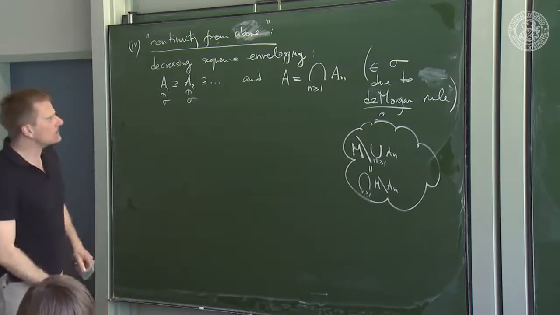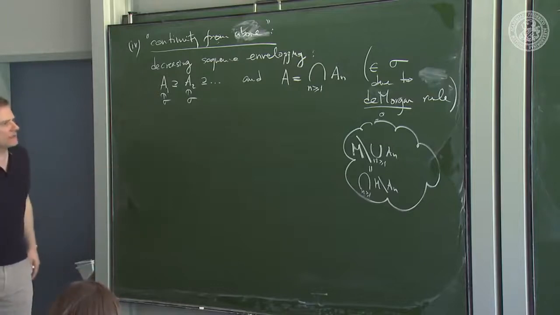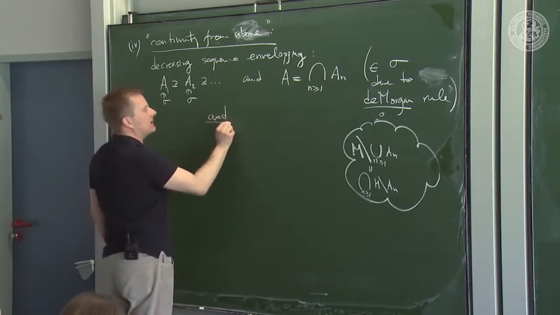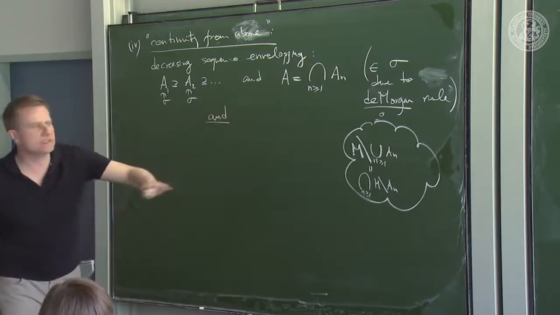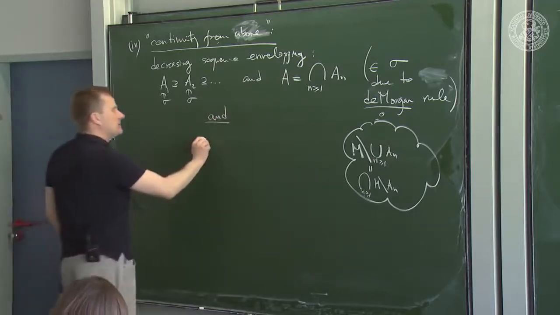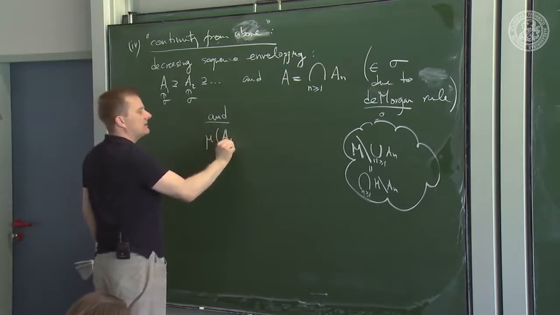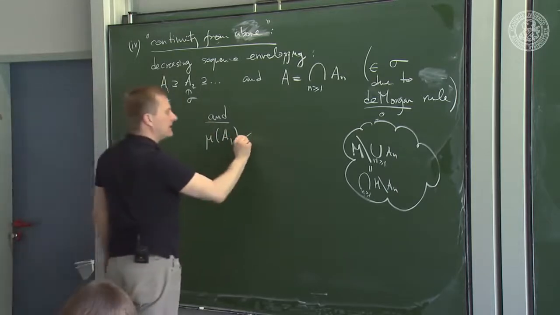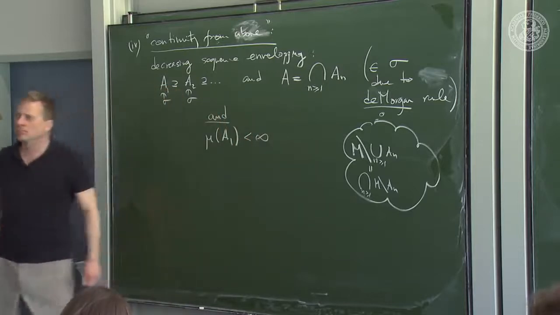Okay, so if you have something like this, and that's the important bit, otherwise I could have said similarly for decreasing series, and there is a condition, and the condition is that the highest set here, the biggest superset, has finite measure.